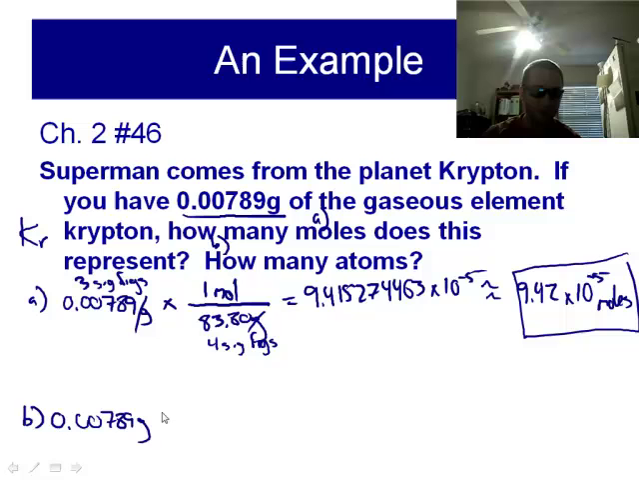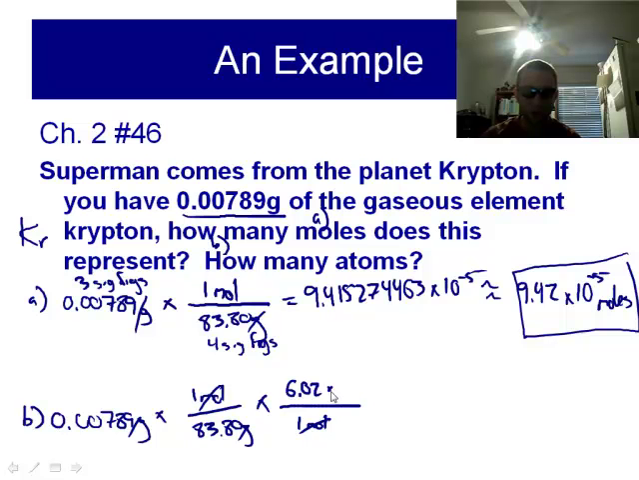0.00789 grams. Okay, we're going to change that into moles. 1 mole of krypton is 83.80 grams. And now here, grams goes away. I'm going to change my moles into atoms. Okay, 1 mole, which will cancel now, contains 6.02 times 10 to the 23rd power atoms of krypton. Okay, now there we go.